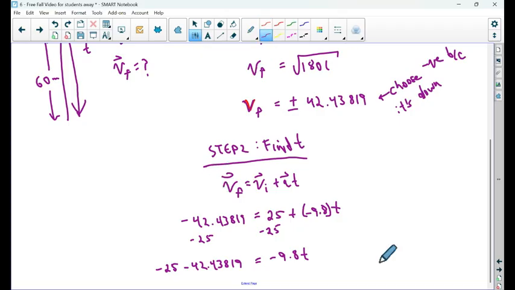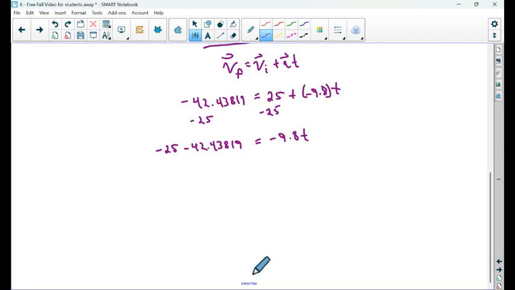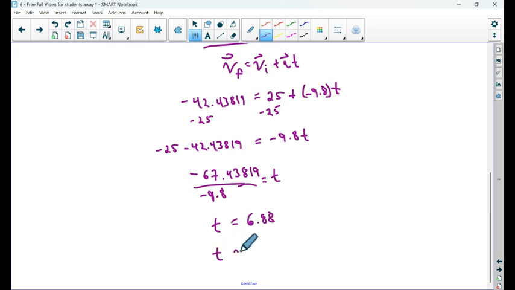So we'll divide both sides by negative 9.8. So we say negative 25 minus 42.43819 ends up being negative 67.43819. And I divide both sides by negative 9.8. That's all going to equal t. I work that out, and I get t is equal to 6.88. Round for sig figs, it's going to be 7 seconds.